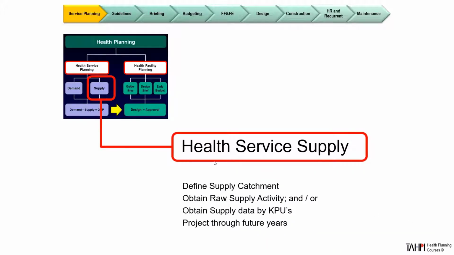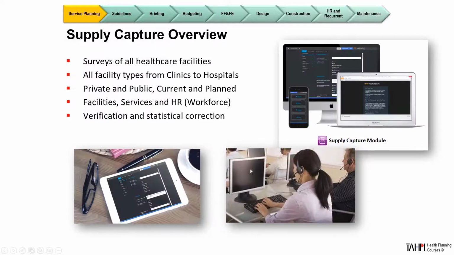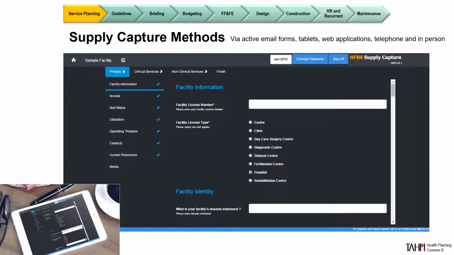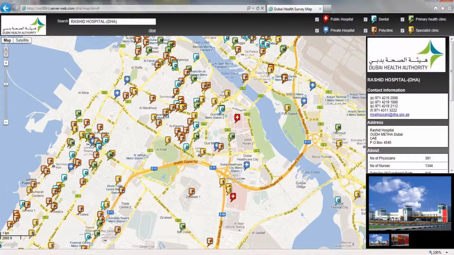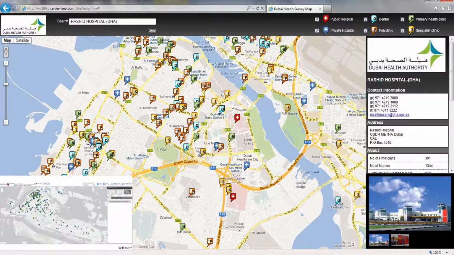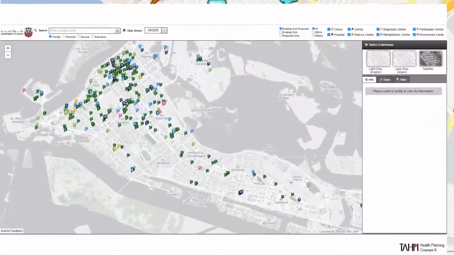In a similar manner, we look at health service supply capture. We look at the tools and techniques. We look at a few examples of the software. Look at the mapping systems which result from electronic capture. These are automated maps and we look at several examples. For example, this one in Dubai and this one in Abu Dhabi.